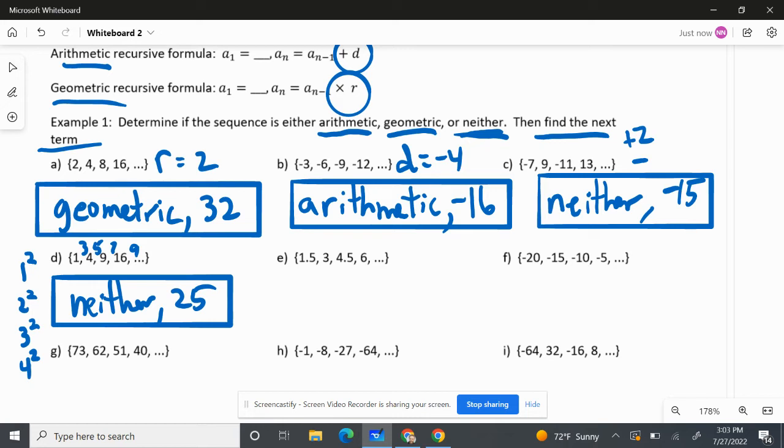For this next one, notice that we're adding 1.5. So that means it's a common difference of 1.5, which means it's arithmetic. And if it's arithmetic, we're adding 1.5. So 6 plus 1.5 is 7.5.